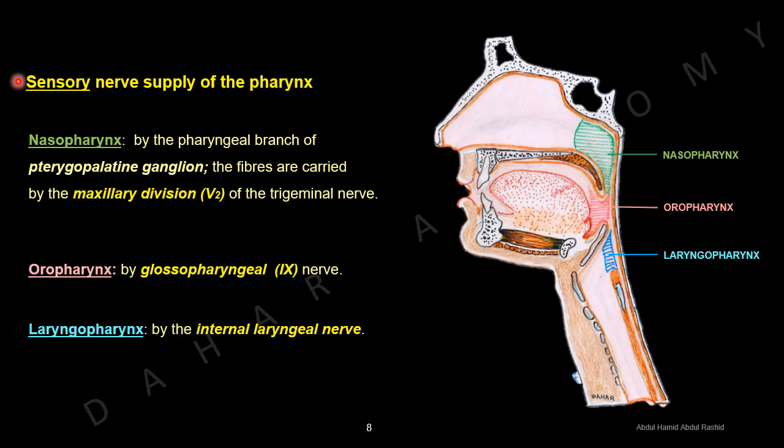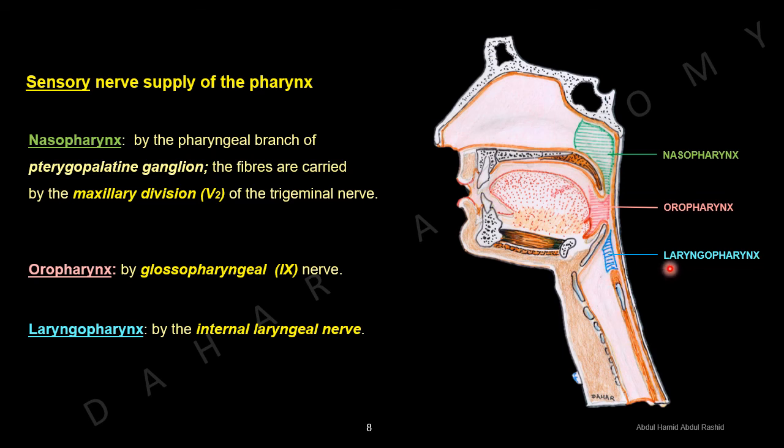Sensory nerve supply of the pharynx. Let's look at the diagram. The pharynx consists of 3 parts. The uppermost, that is the epipharynx, is also called the nasopharynx because it is behind the nasal cavity. The second part is the oral pharynx, behind the oral cavity. And the third part, the lowest part, is the laryngopharynx, opposite to the opening of the larynx, also called the hypopharynx.